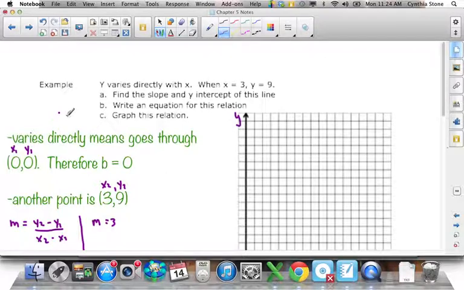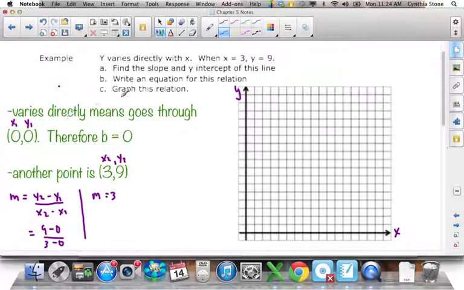Okay, same idea. Wants us to look at the different ways. So y varies directly with x. What does that tell us, right? When x equals 3, y equals 9. So now we have a data point. So varies directly means that it goes through 0, 0. When it says varies directly, you know it's basically giving you a data point. It's telling you that one data point is 0, 0. Okay?